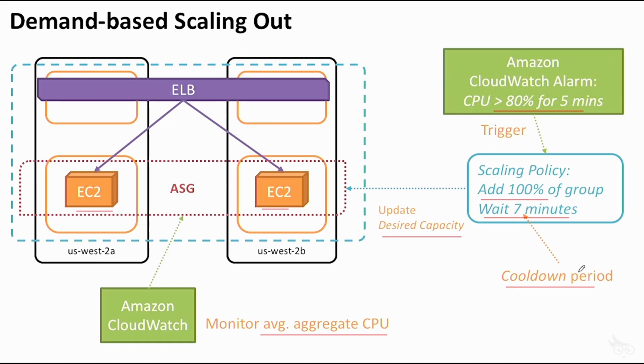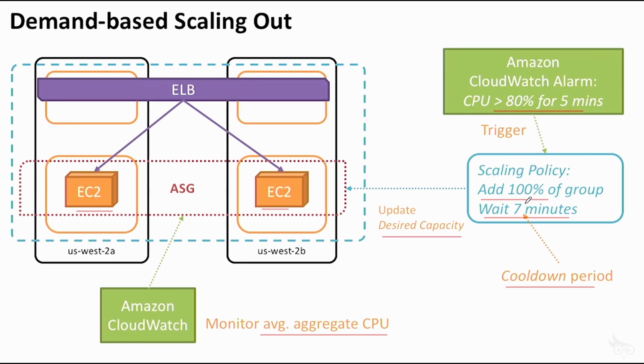That cooldown period allows us to determine whether or not these new instances have indeed affected the aggregate CPU and brought it down underneath our threshold on which we set an alarm. If we don't have this, if we just launch it and then we immediately look to see, is the CPU still above 80%? Yes, okay, launch again. We would end up scaling out far too rapidly.